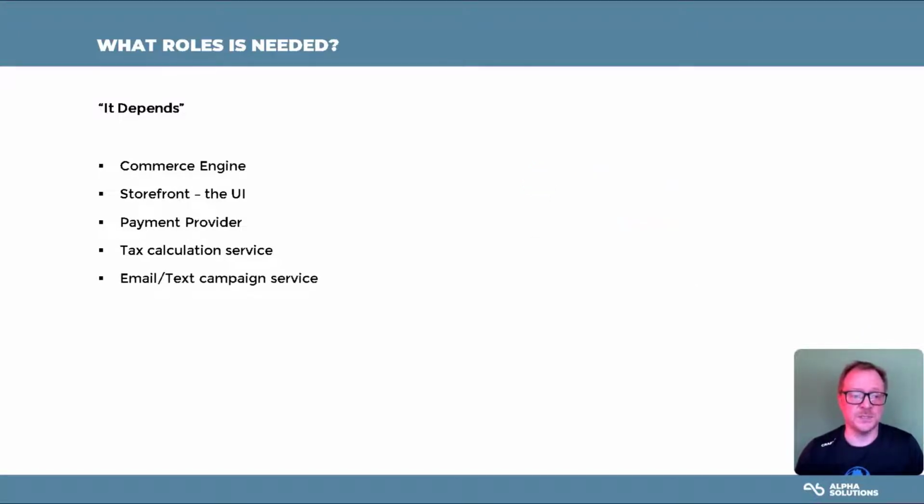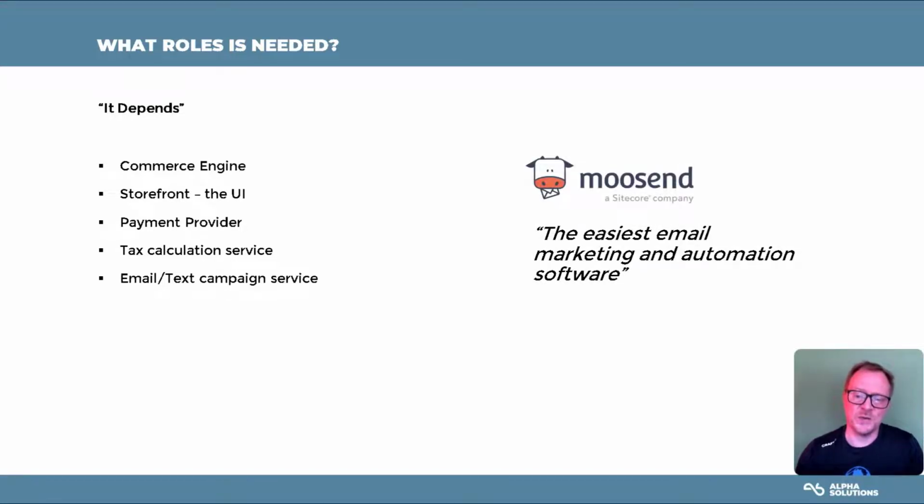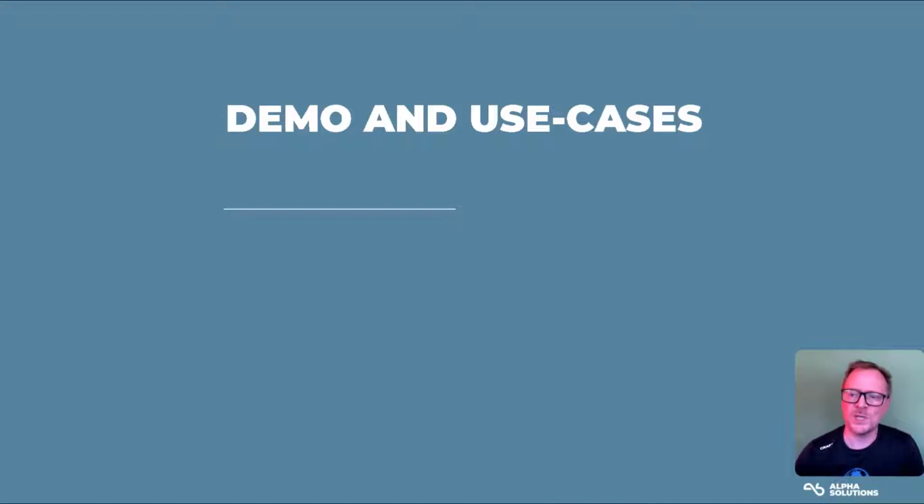Then you need an email and text campaign service for your abandoned carts, transactional emails, thank you for signing in, thank you for getting an account, order confirmation, and so on and so forth. We have chosen to use Moosend, which is also a Sycor product, and further on we can switch to the new one coming from Sycor called Sycor Send, based on the same technology. Now let's get on with our demos and use cases.